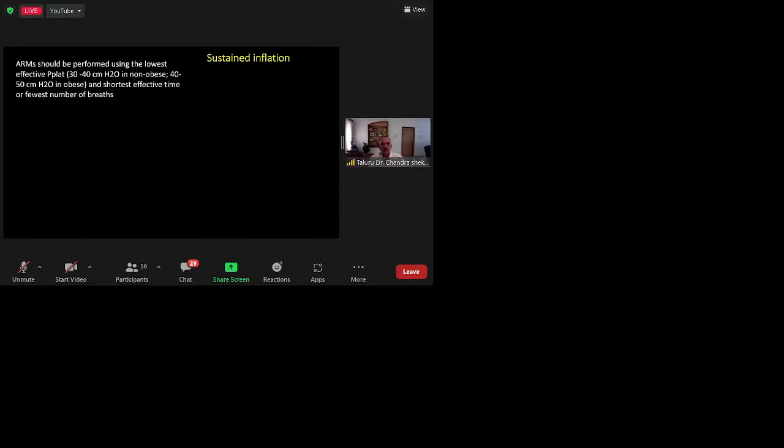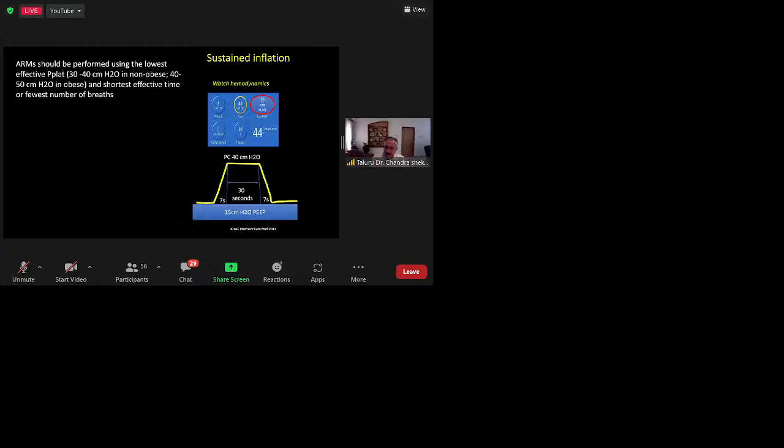So the easiest ARM that we practice in critical care is just go to a pressure controlled mode, increase the pressure control to 40. If it is only a lung situation. If it is an obese patient or a chest condition, you can go up to 50, 60 centimeters, with a PEEP of 15 centimeters. Whatever PEEP we have set, forget it. You set a PEEP of 15 centimeters, a pressure control of 40, 50 or 60, depending upon the patient's situation. It is only for 42 seconds.